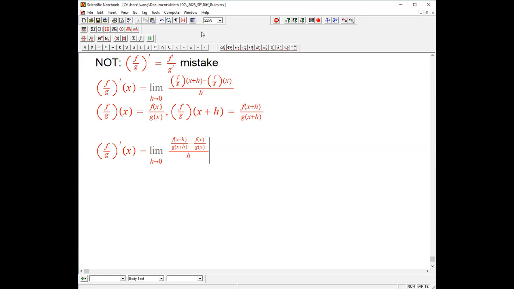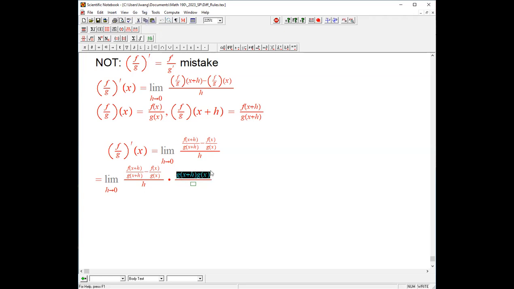We already know it, right? So what we do is find the common denominator. And what is that common denominator? g of x plus h multiply g of x. And then we create a number one, principle number one: anything times one stays the same.